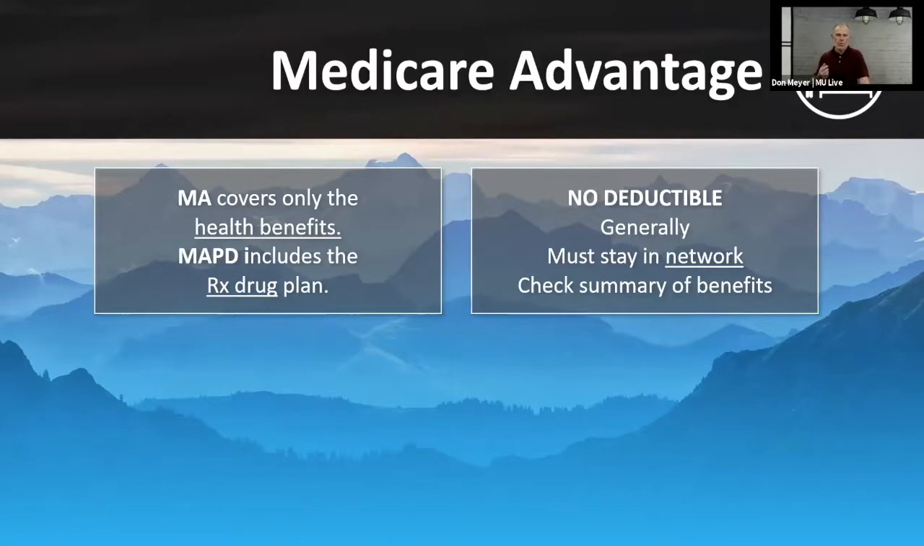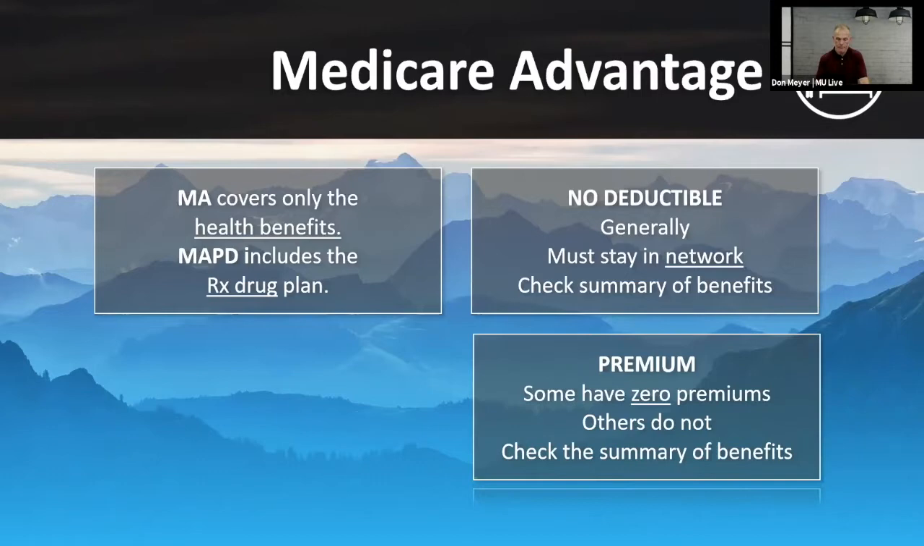Now, there's generally no deductible. If they go out of network for services, then there's often another deductible and another maximum out of pocket. So they must stay in network in order to not have a deductible. Now, there might be a deductible on the drug side, but I'm just talking about the health benefit side right now. And that's why you need to check the summary of benefits for that carrier.